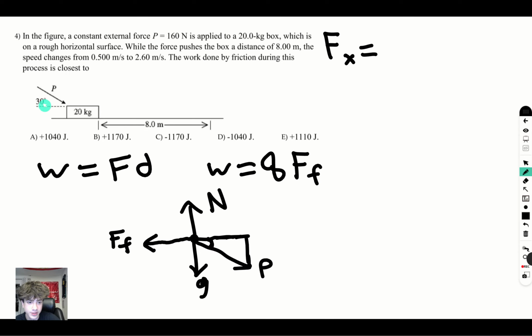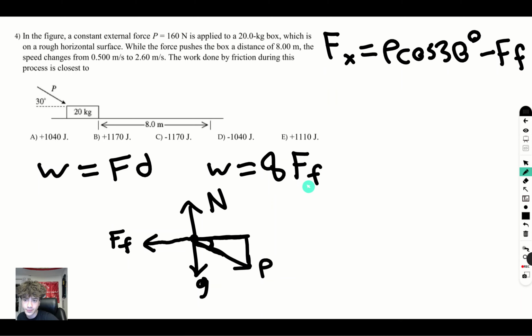And we know that angle is 30 degrees. And as we can see here is our adjacent. Our hypotenuse is simply P. So the force is going to be P cos 30 degrees. And in the opposite direction, we have our frictional force. So our net force is going to be P cosine 30 degrees minus frictional force. Now, we know that our net force equation is simply mass times acceleration. So let's rewrite it as such.